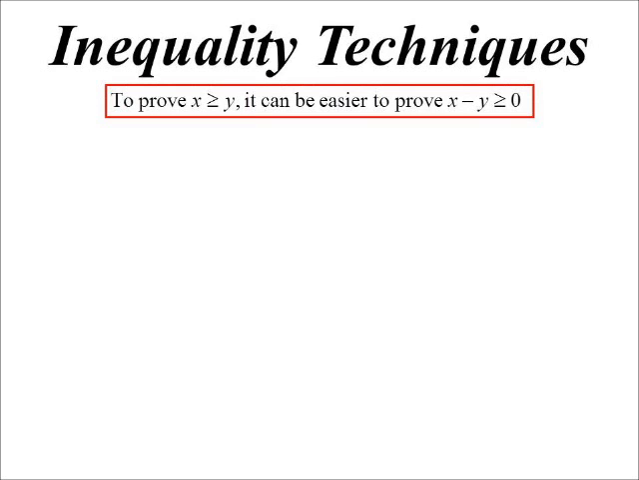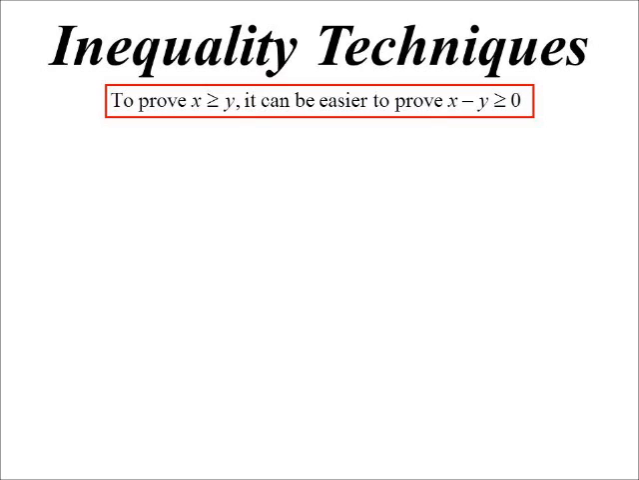Some techniques for when we're doing inequalities. This is a very common idea. If you've got to prove x is greater than or equal to y, a lot of times it's a lot easier to prove x minus y is greater than or equal to 0. Because showing something's always positive or showing something's always negative can sometimes be easier. So sometimes with these inequalities, first thing we do is move everything to one side and say, okay, I'm going to try and prove this is positive or negative, depending on the inequality.